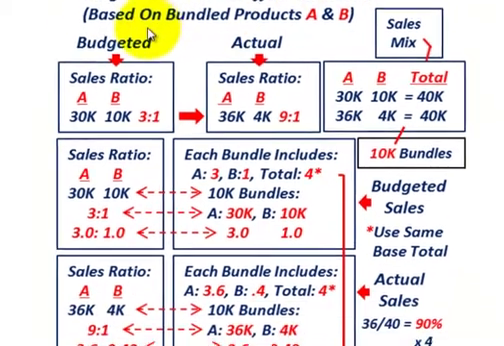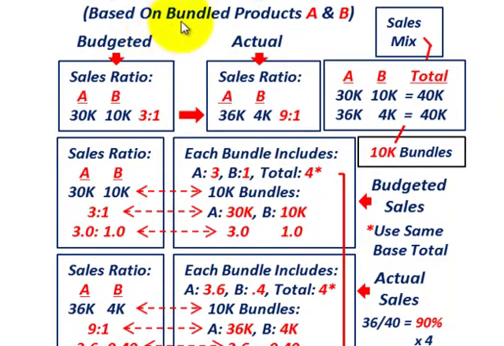Okay, so the first thing you have to start with when you're grouping or bundling those products together is to determine the sales ratio between the different products that you'd be selling. For our example, we're going to be looking at our budgeted versus our actual amounts, and we'll start with our sales ratios.